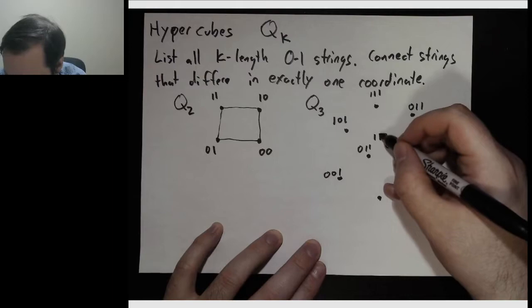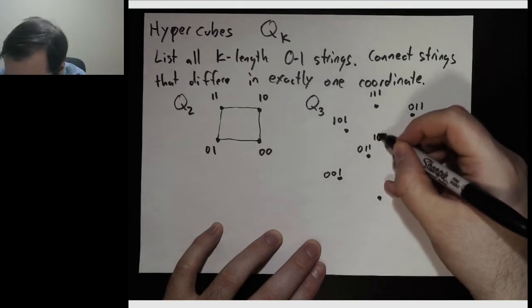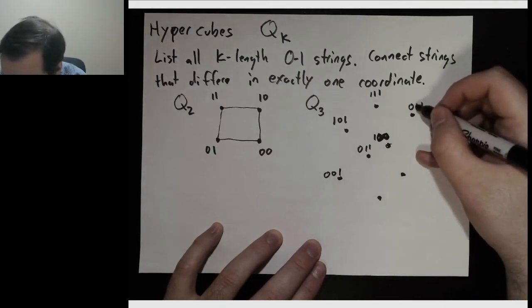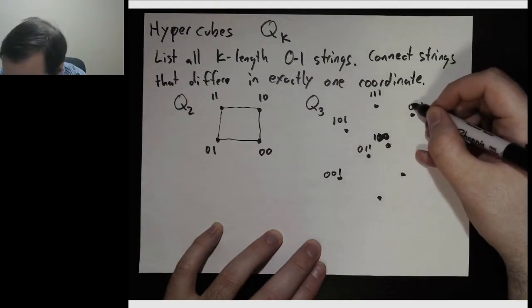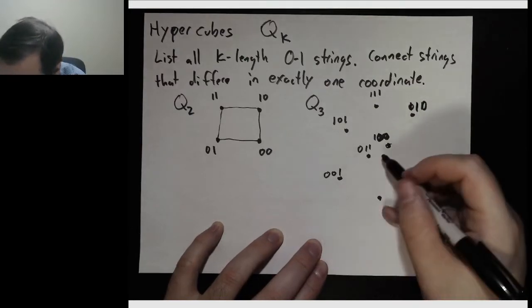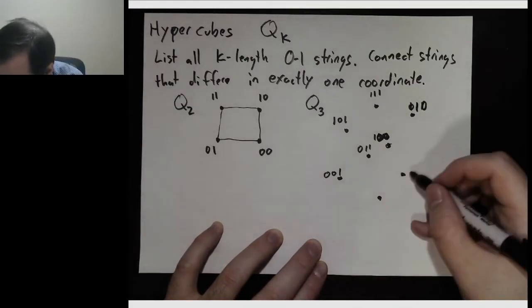I see. This one should be 1, 0, 0. That was my mistake. 1, 0, 0. This one should be 1, 1, 0. All right. Sorry, I messed that one up. Should have checked my notes more carefully.